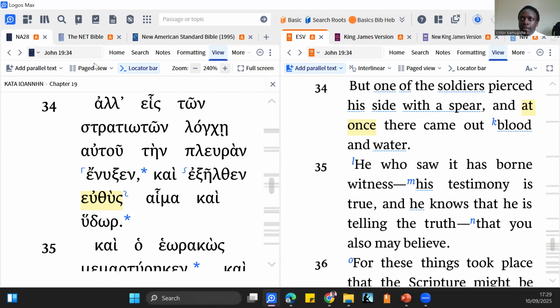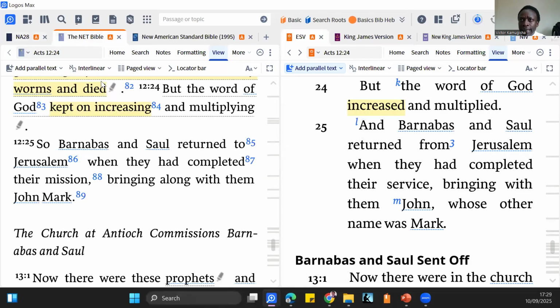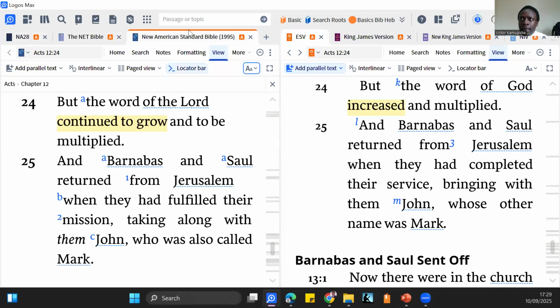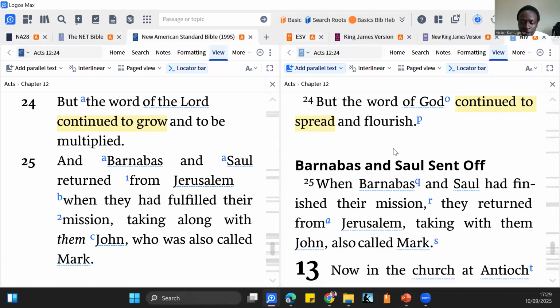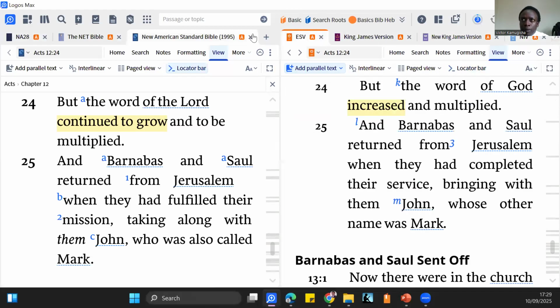And then lastly, I look at Acts 12:24, one of my best verses from an apostolic perspective. Acts 12 verse 24 says, but the word of God increased and multiplied. So I'm looking at the word increased. Okay, the Net says kept on increasing to try to render the Greek more accurately. The New American Standard Bible says continue to grow. Okay, the NIV says continue to spread. So I'm looking at that word increased, continue to grow, kept on increasing, continue to spread. King James says grew. New King James says grew. Okay, so that's the word I'm looking at.